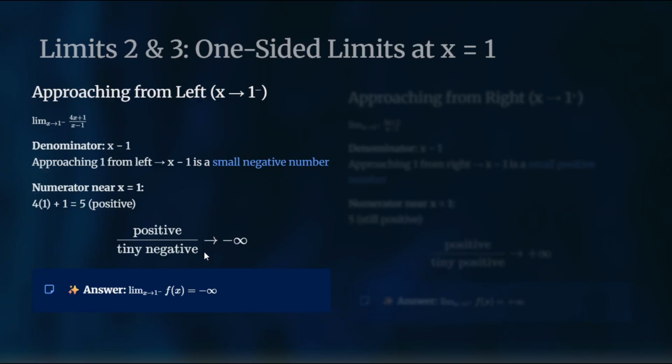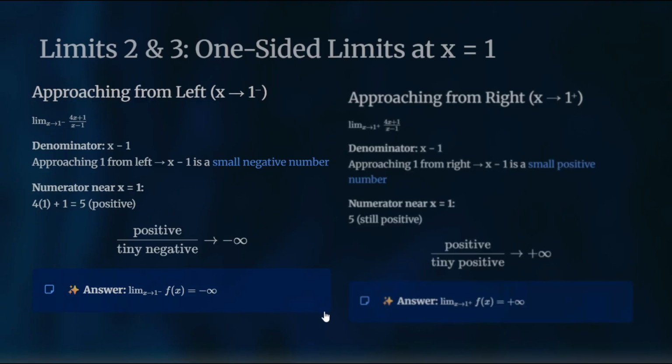So if we divide a positive by a very small negative number, that will approach negative infinity. So the limit as x approaches 1 from the left of our function f of x is negative infinity.